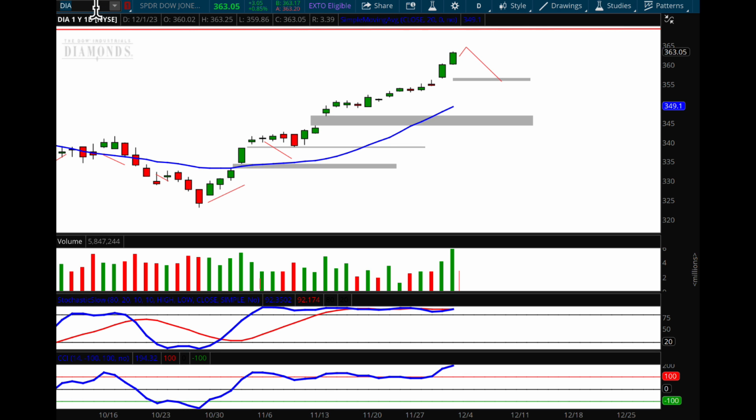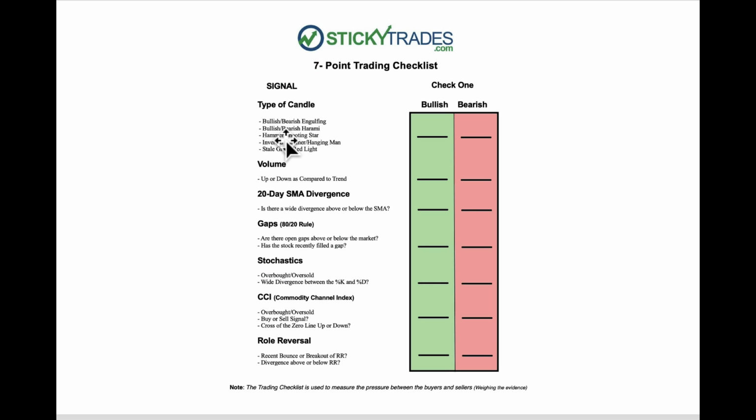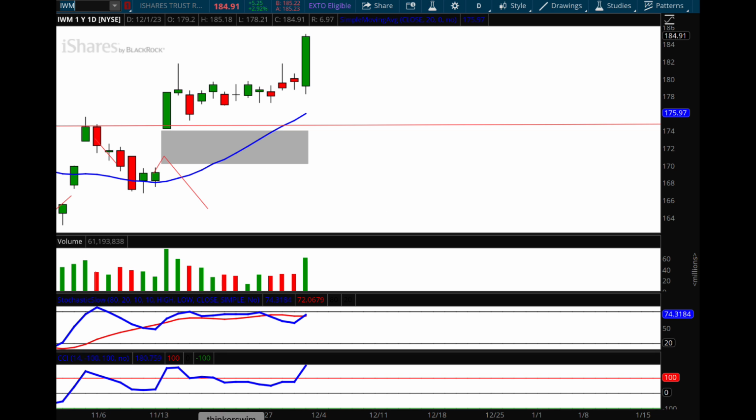Now, if I look at IWM, you can see we have a big green candle that is a bullish engulfing. Remember, on my trading checklist, that's one of the checkpoints there. Bullish and bearish engulfing candles are right at the top of the list. So we do have a bullish engulfing, and we do have that on higher volumes. So next week, again, I think IWM could go a little bit higher.